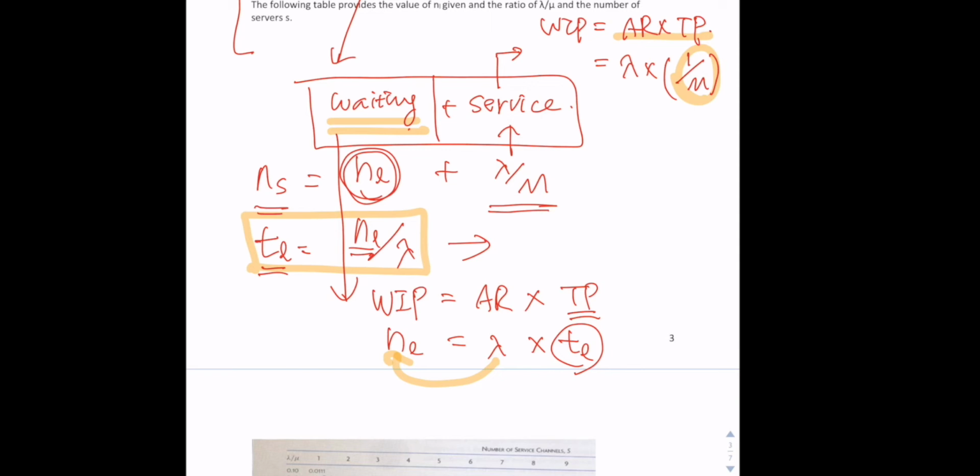Although it does not say work in process, NL is work in process. Therefore, to get the throughput time in the waiting line, you can simply divide NL, the work in process, by the arrival rate. So now you may see Little's law is really powerful, not only in process analysis, but it can also be used in queuing system analysis as well.